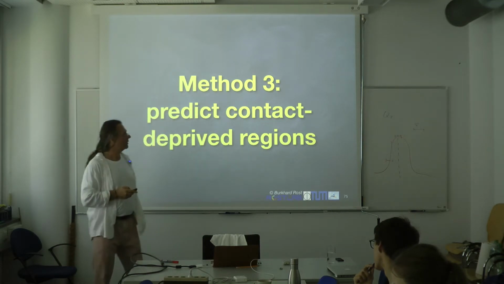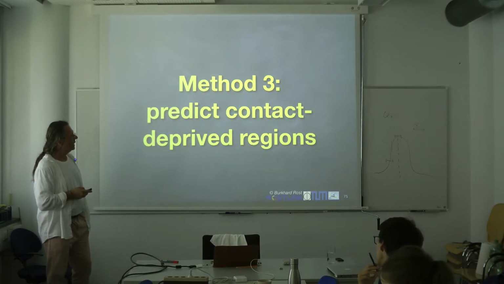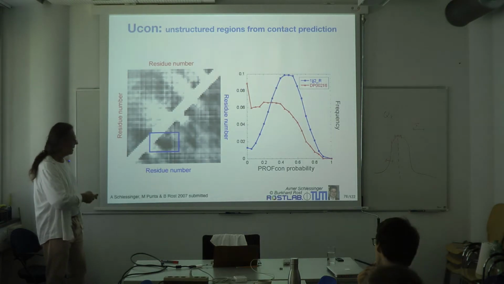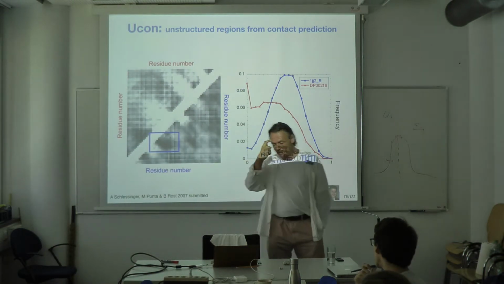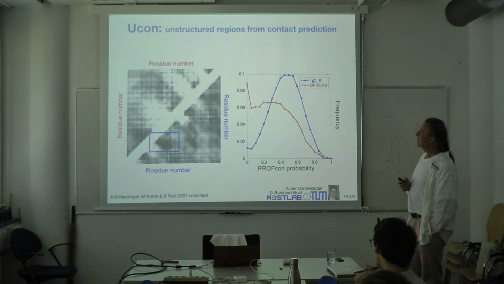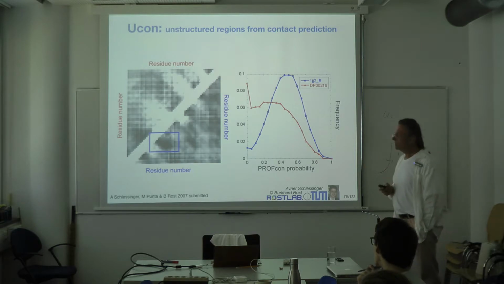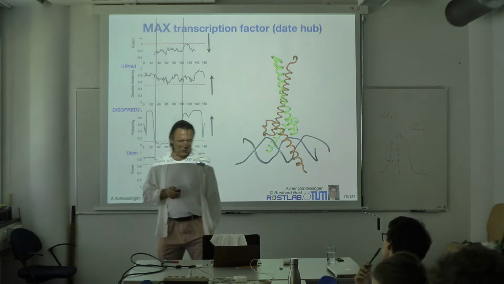Here is the first way that comes from Dosztányi in Hungary, and they look at contact, but I don't actually have the quote here, which is a bad omission. I have only the method that Marco and Avner developed. Essentially, that predicts contacts, and then looks at low contact density to predict disorder, and that works too.